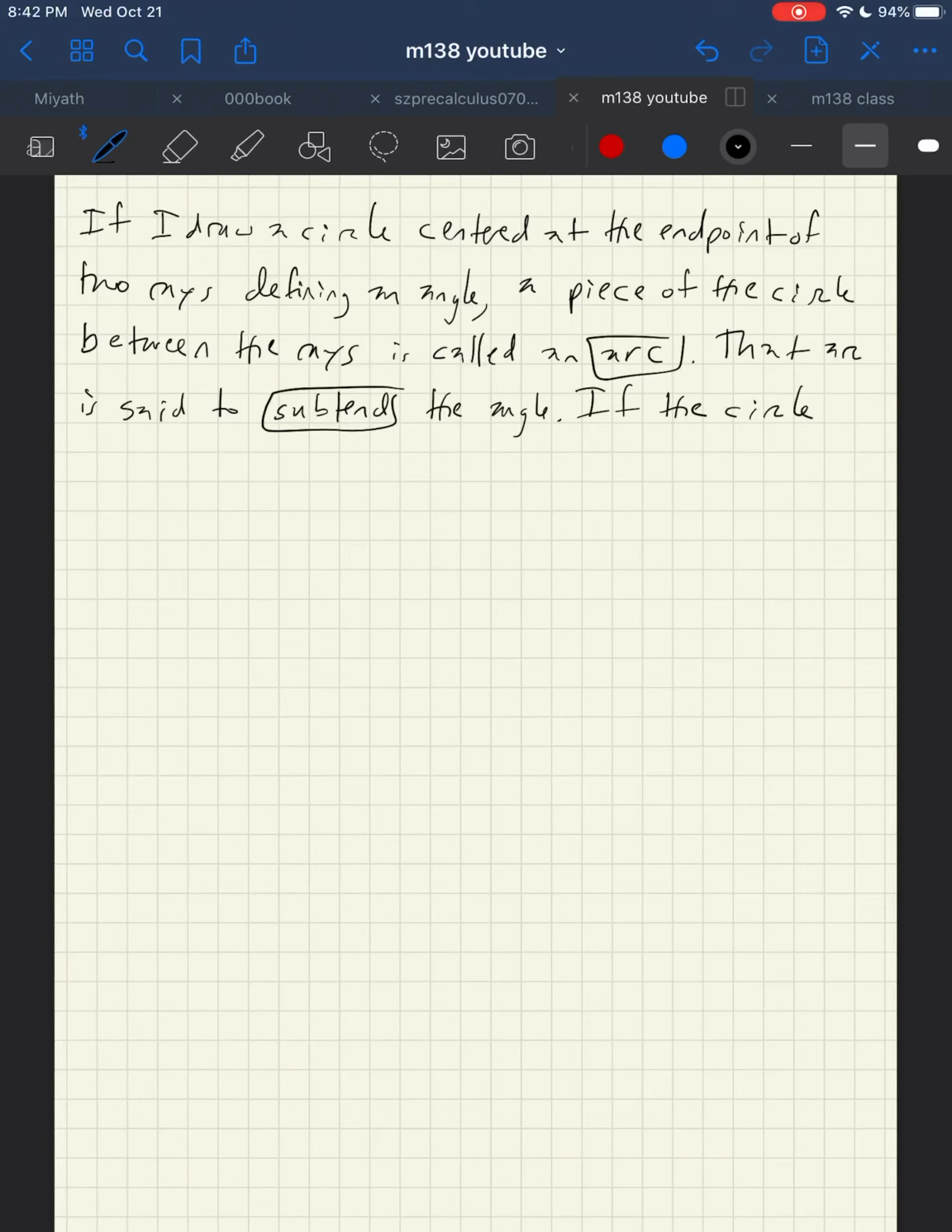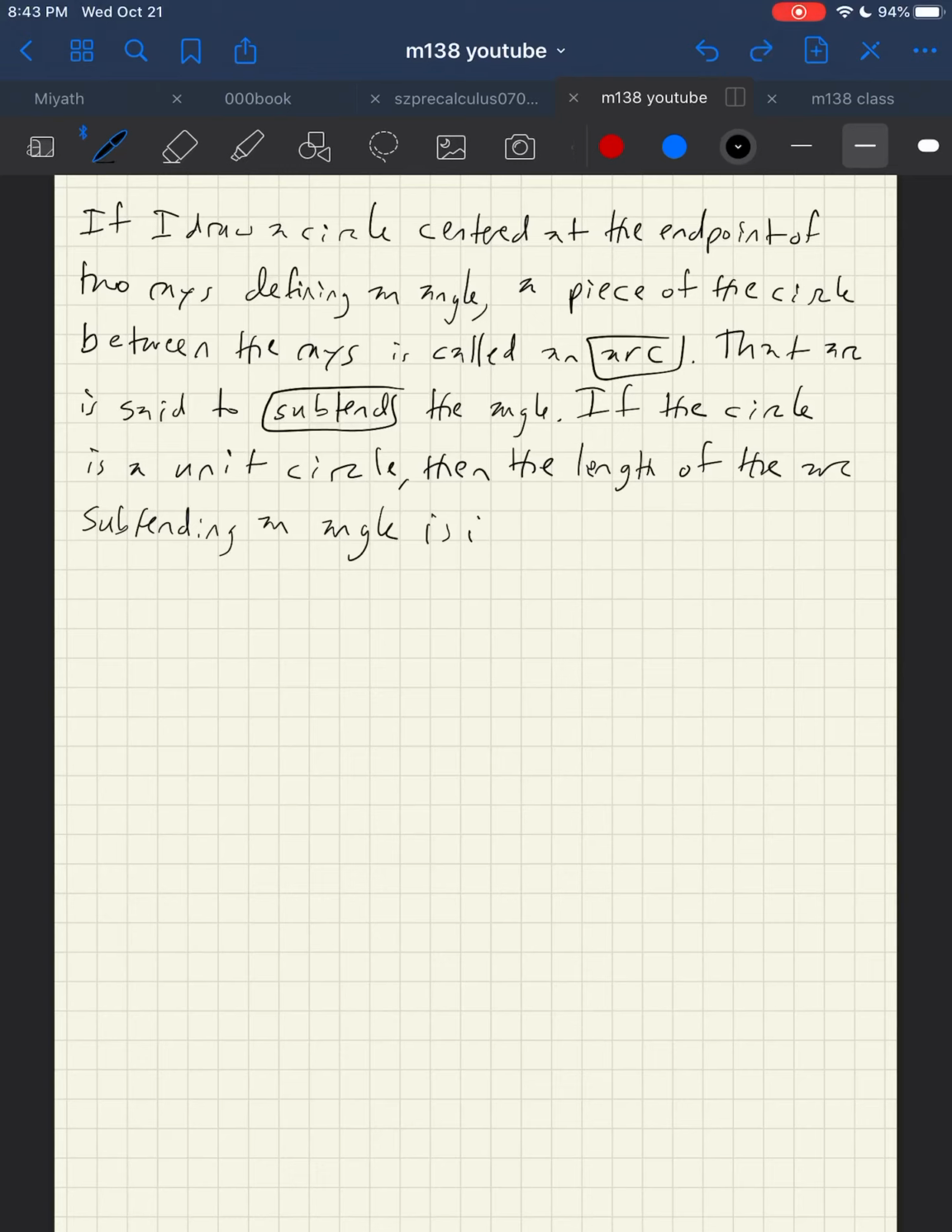If the circle is a unit circle, meaning a circle of radius 1, then the length of the arc subtending an angle is its measure in radians.